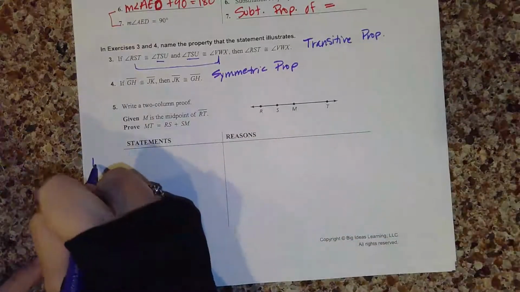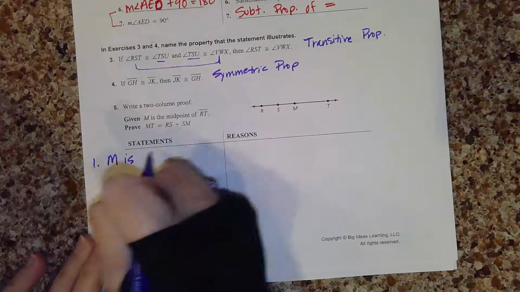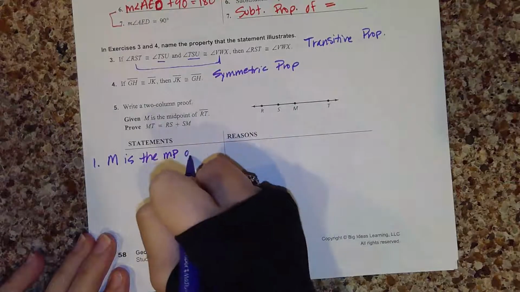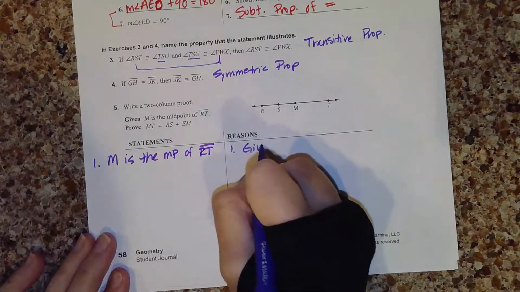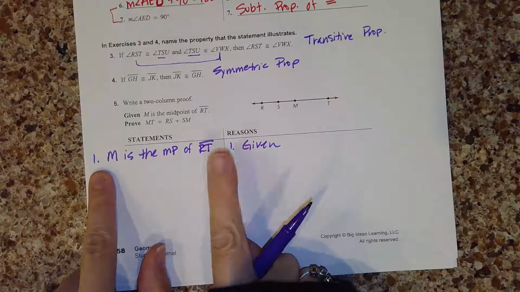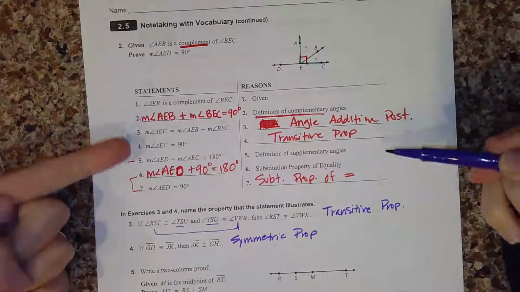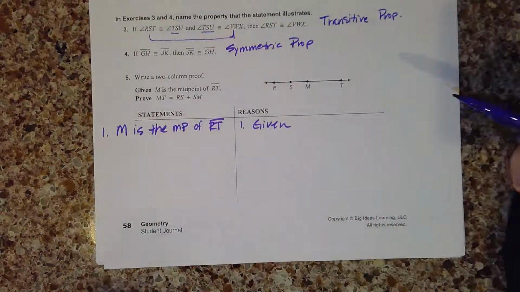So what I want everyone to start with is your given. You write it down exactly the way it's written. M is the midpoint, I'm going to use MP for midpoint, of line segment RT, and you're going to write given. Notice what I'm doing here. The statement number 1 and reason number 1 have to match. It should be in order, like if you notice up here, it's all nice and pretty in order. It goes right across. It shouldn't be all mismatched, okay? I know that sounds stupid, but it can help.